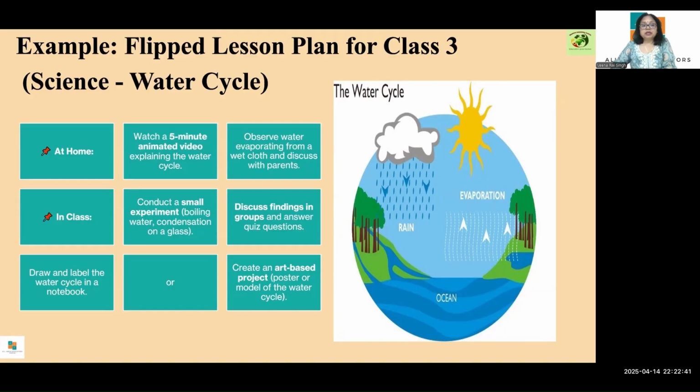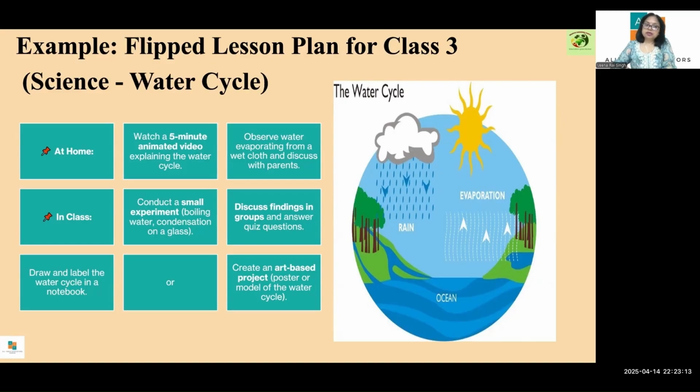Now coming to in class, what is to be done? We can conduct a small experiment like boiling water, and students can see for themselves how the evaporation is happening and how the condensation on the glass is happening. Next, as an activity, students can discuss the findings and they can also answer certain quiz questions.